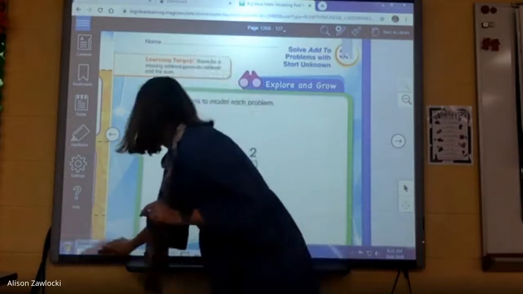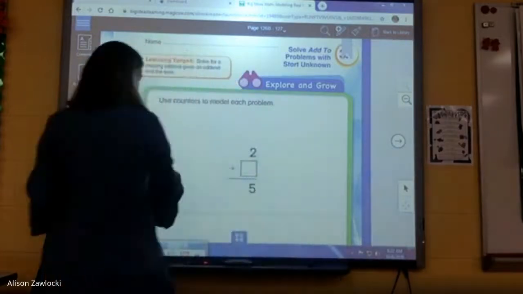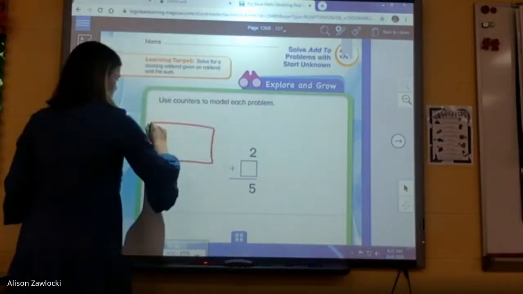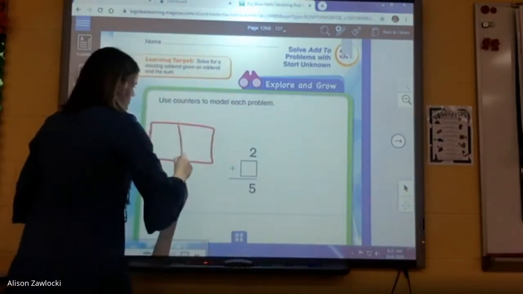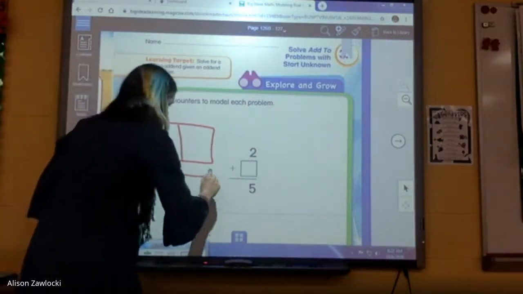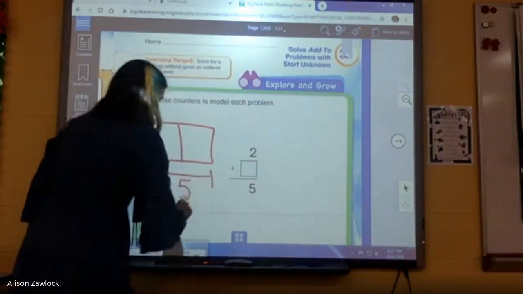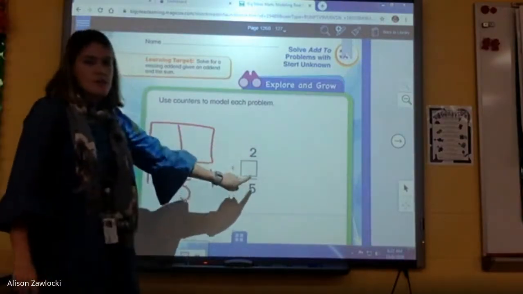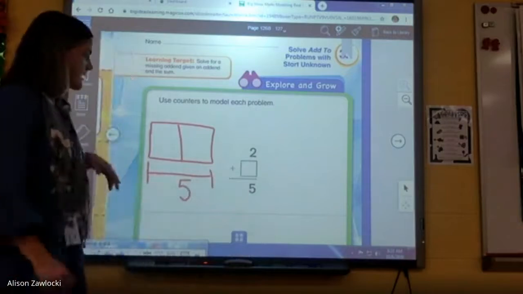Pull up my pencil tool. There we go. Okay, so we're going to draw a chart just like we did on our smartboard. So remember, big rectangle, and then at the bottom we show our total. It kind of looks like a number line. And we have one addend, but we do not have the other. It is missing. It says 2 plus blank equals 5.